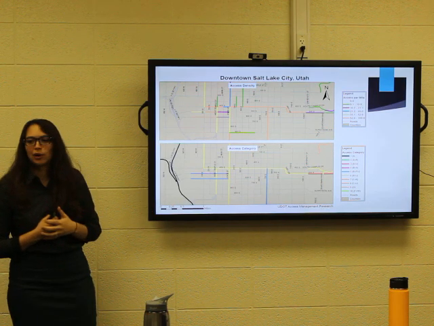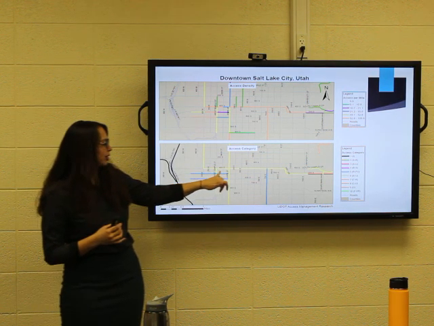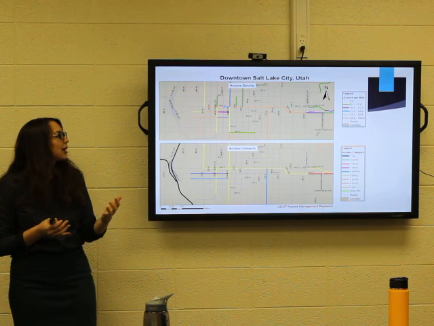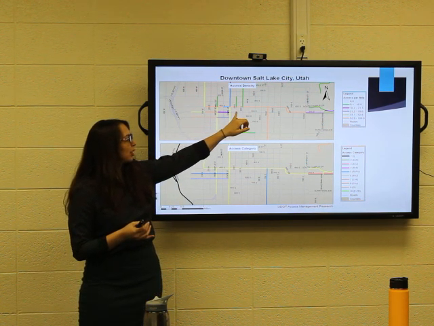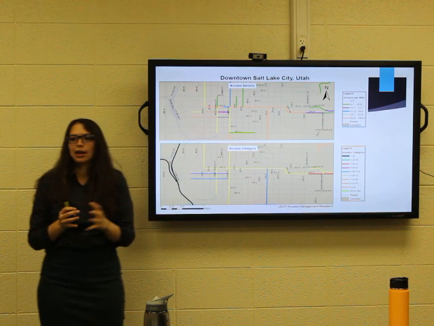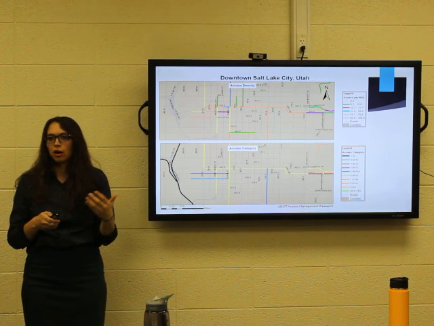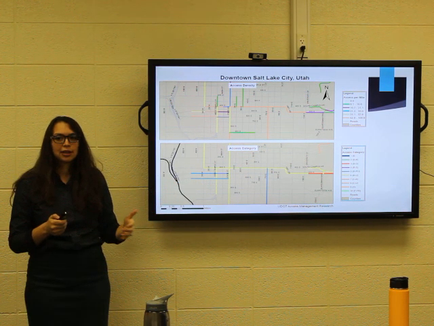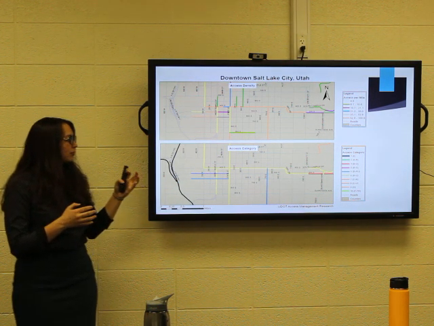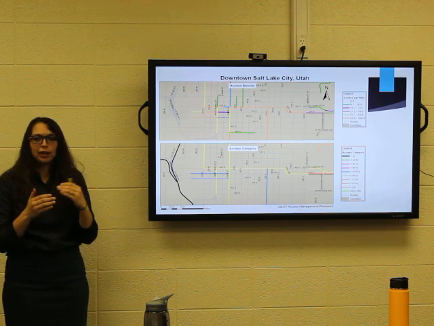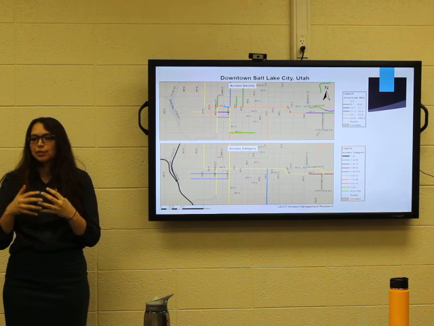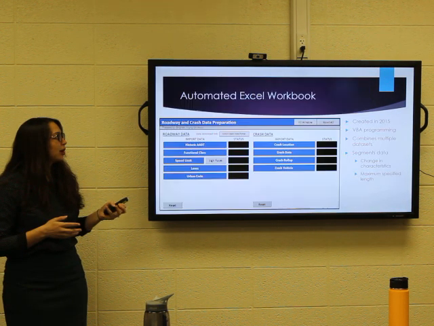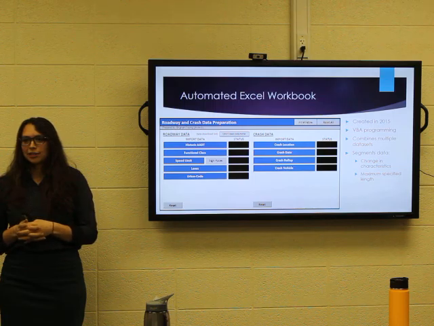The main thing I wanted to point out on this map is this is 400 South, and it is currently classified as an access category 6. However, with the field characteristics, it has more driveways on the roadway than an access category 6 recommends. And so we really wanted to see if we could visualize these differences, but we weren't able to get any more concrete information. And so we decided to use an automated Excel workbook.